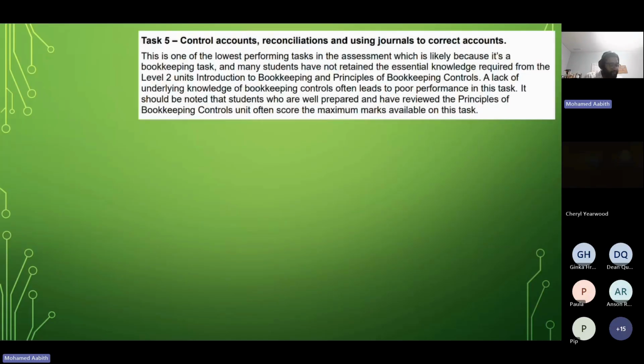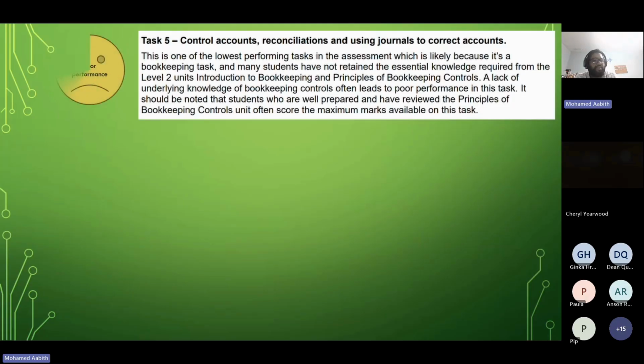Now let's do task 5. On task 5, control accounts, reconciliations, and using journals to correct accounts. This is one of the lowest performing tasks in the assessment, likely because it's a bookkeeping task, so many students do not retain the essential knowledge required from level 2 bookkeeping and bookkeeping control. A lack of underlying knowledge of the bookkeeping controls often leads to poor performance in this task. It should be noted that students who are well prepared, who have retained the principles of bookkeeping control, often score the maximum mark available.